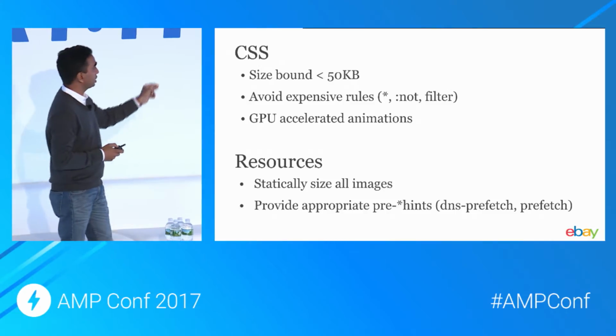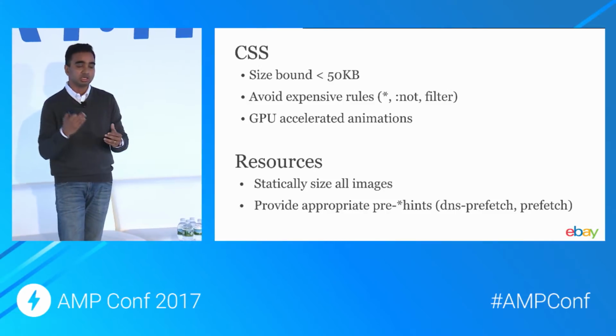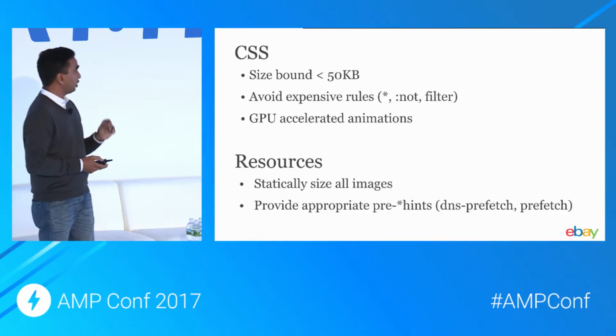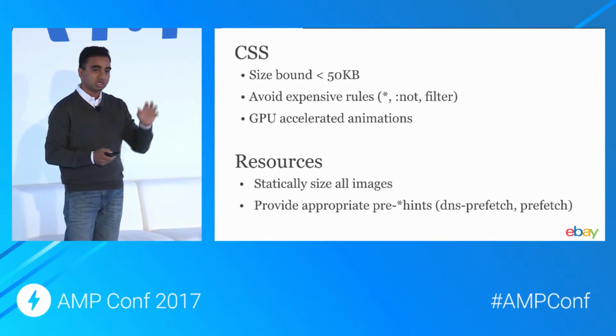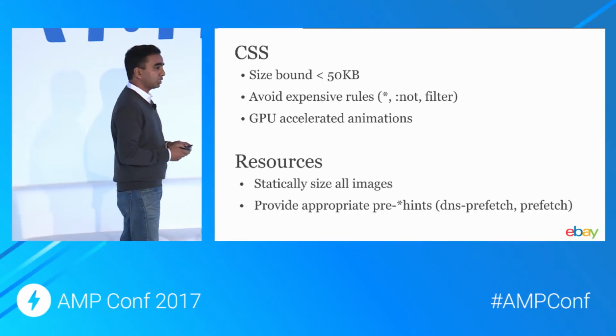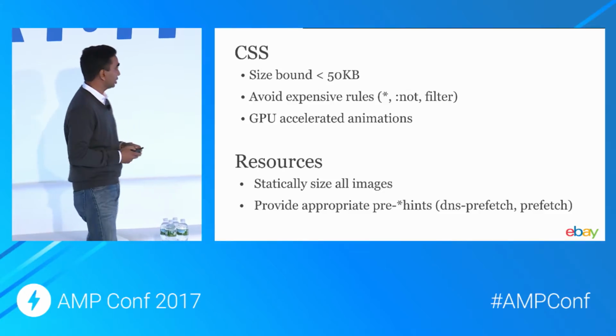In terms of CSS, we made them size-bound. So the CSS required for the initial rendering of the page should be less than 50 KB. We avoid expensive CSS rules. I know this list keeps changing, but at least we have a list now. We use only GPU-accelerated animations to get the 60 frames per second.